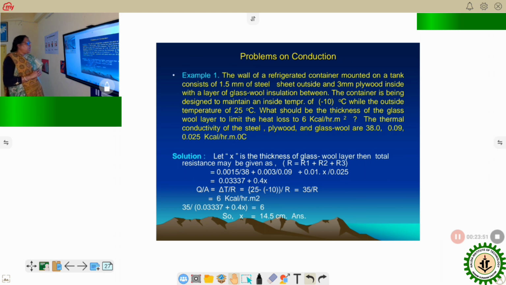So we first assume the thickness of the glass wool is x and we have to find the individual resistances, and the summation of the resistances should be R1 plus R2 plus R3, and from that we know that Q by A is equal to 6 kilocalorie per hour per meter square. From this equation, very easily we can calculate the small x, the thickness of the glass wool.